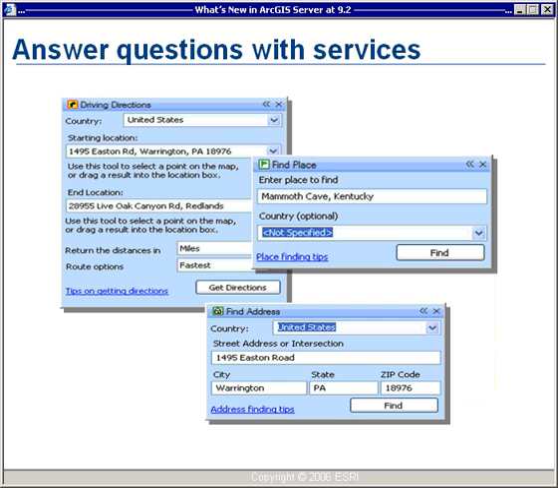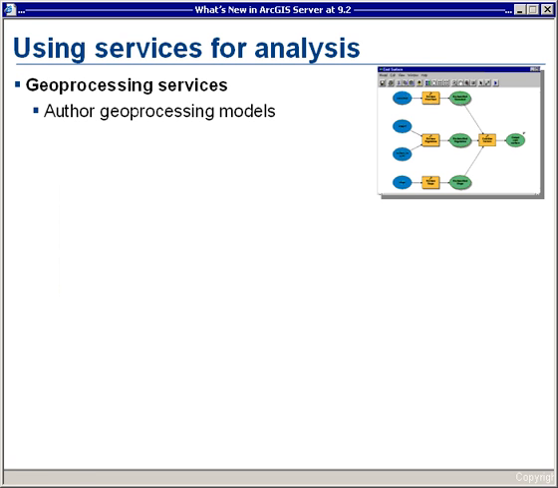In addition to services that display or can be used for visualization, we also have services that can be used to answer questions and extend our GIS applications with functionality. One of these services is the Geoprocessing Service. Geoprocessing services are models that have been authored using the Model Builder application and then are made available through a task in a web mapping application or as a task in ArcGIS Explorer.